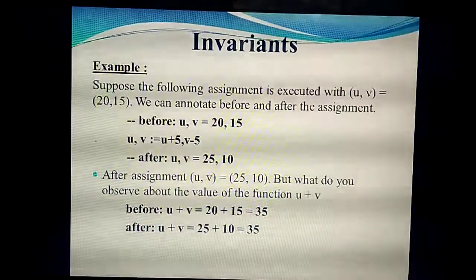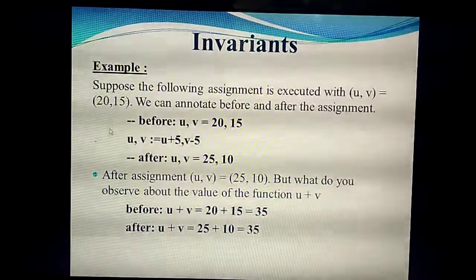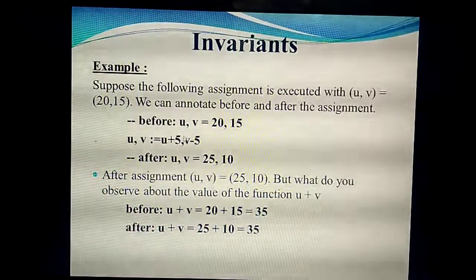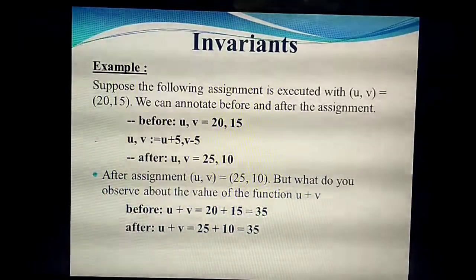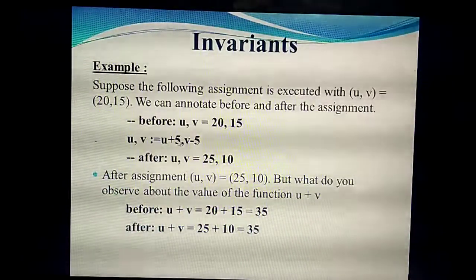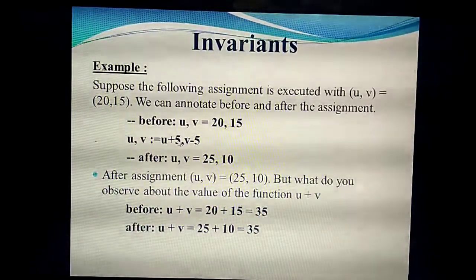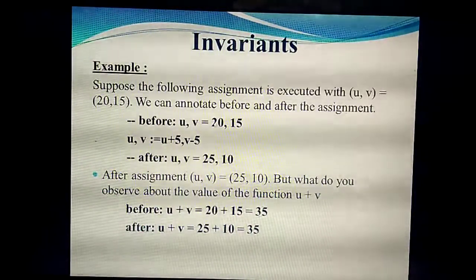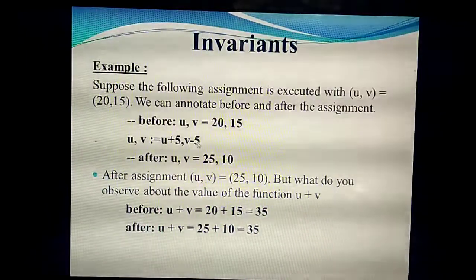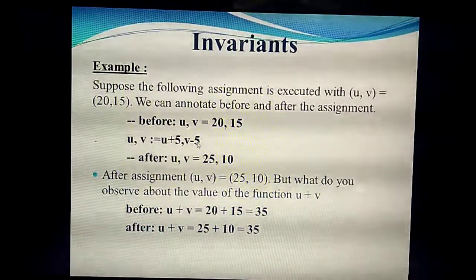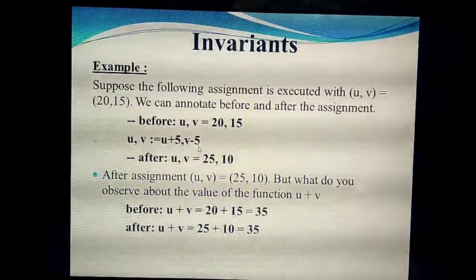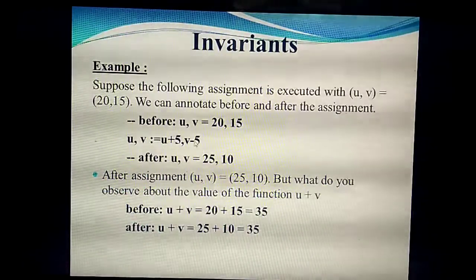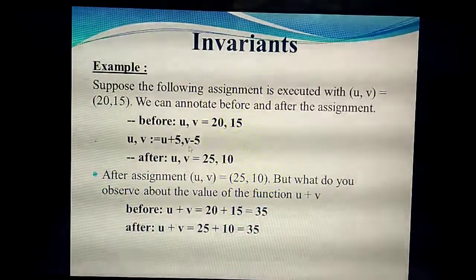Next you are going to assign some values. You are going to change the value of u and v: listen, u comma v equal to u plus 5, so you are going to add 5 to the value u, comma, and also you are going to subtract 5 from v. Understand? So what modifications are you going to do? You add 5 to the value u, as well as subtract 5 from the value v.